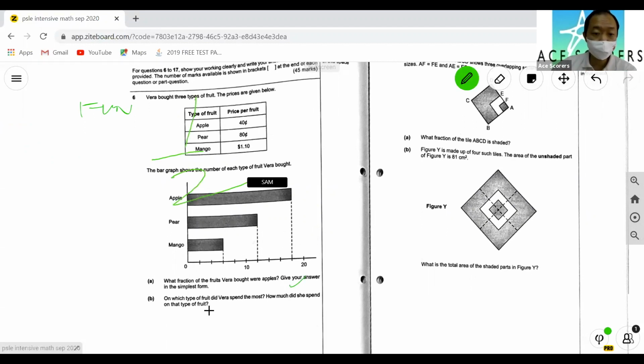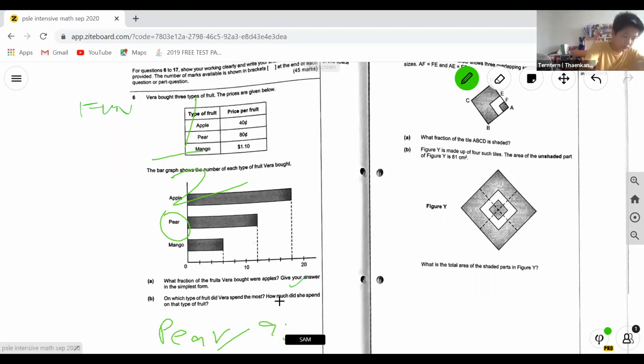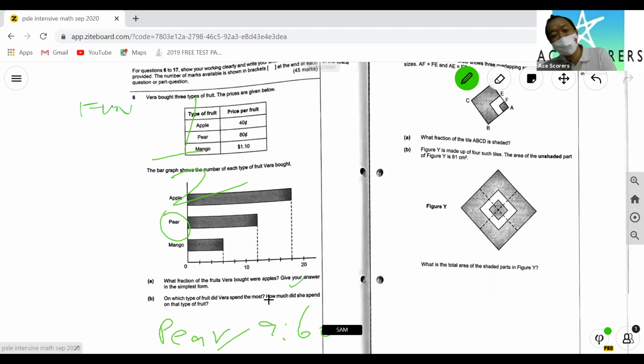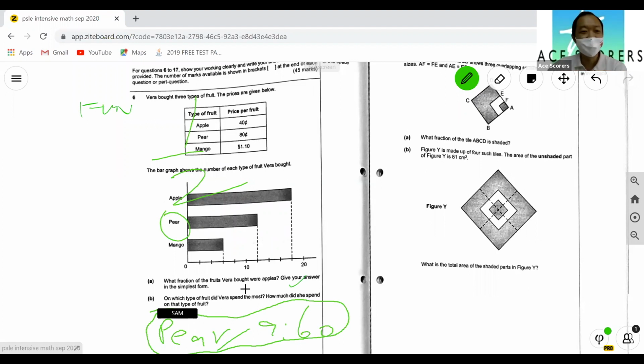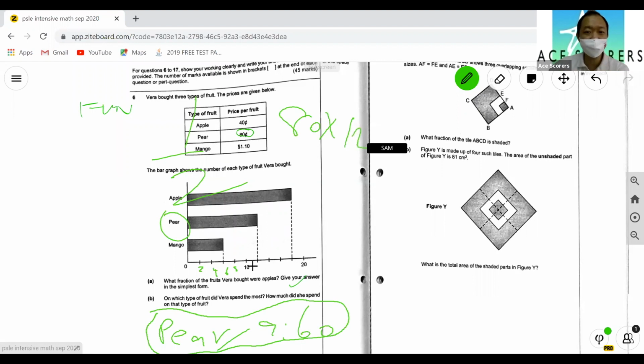On which type of fruit did Vera spend the most? Pear. How come? $9.60. I didn't even do anything yet. How do you know it's pear? You have to use your pen and some math. You take pear, 80 cents times 12. Value units, right? So you get 9.60. Yeah, that's straightforward.